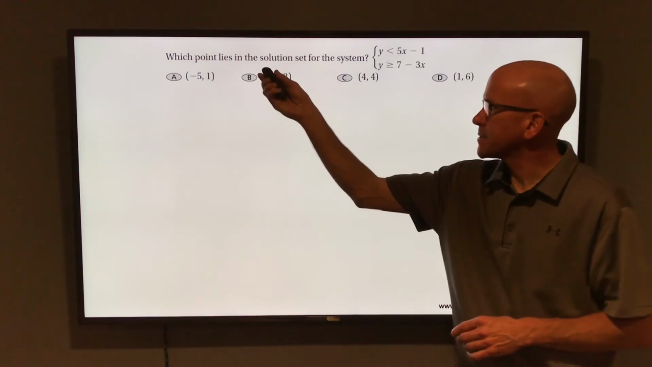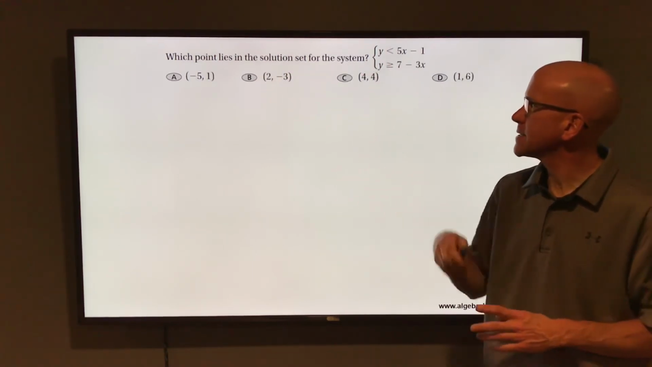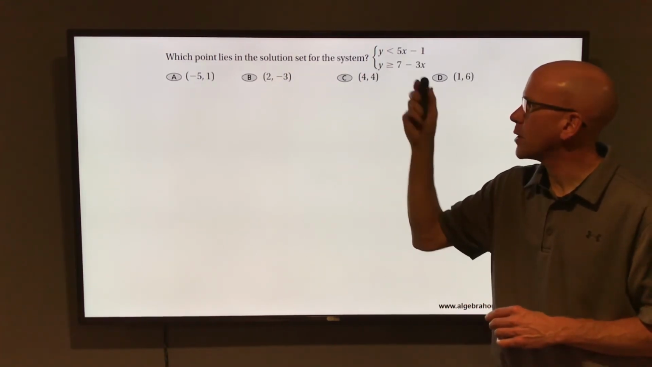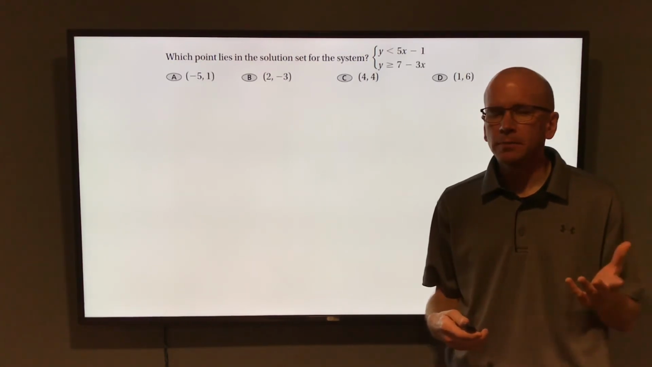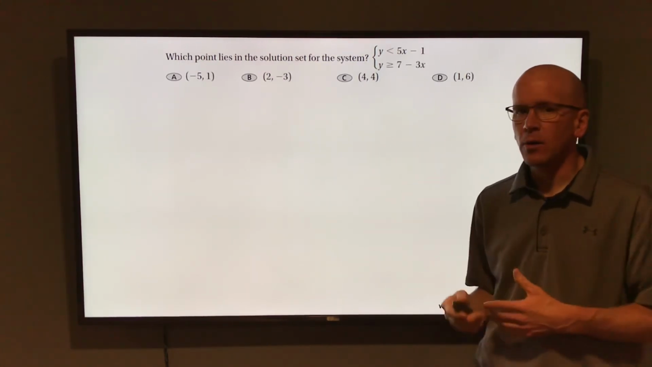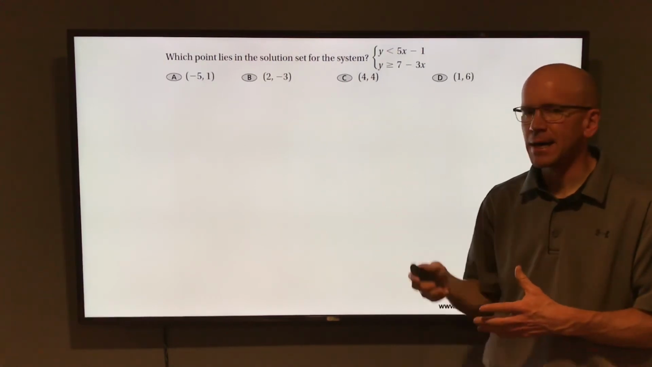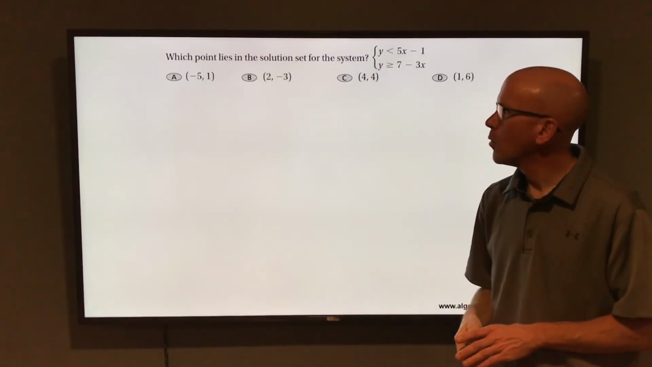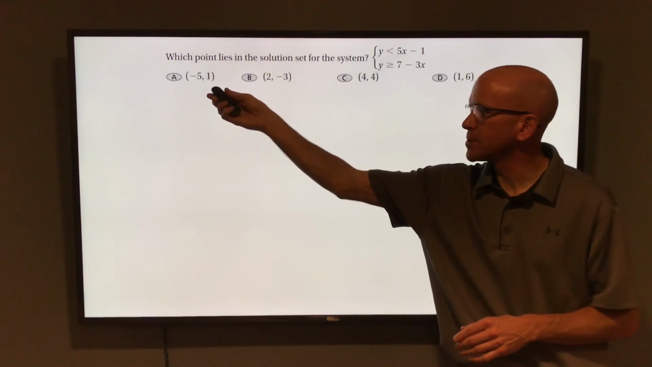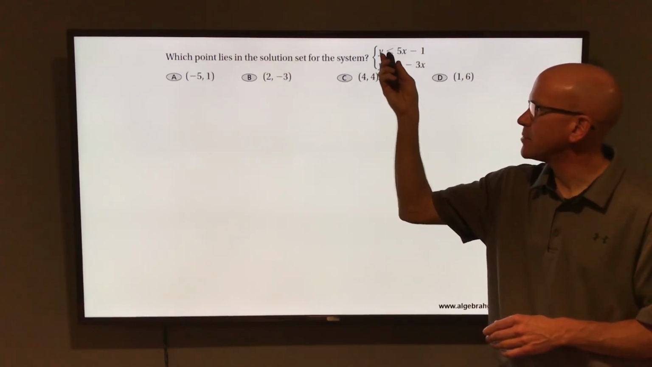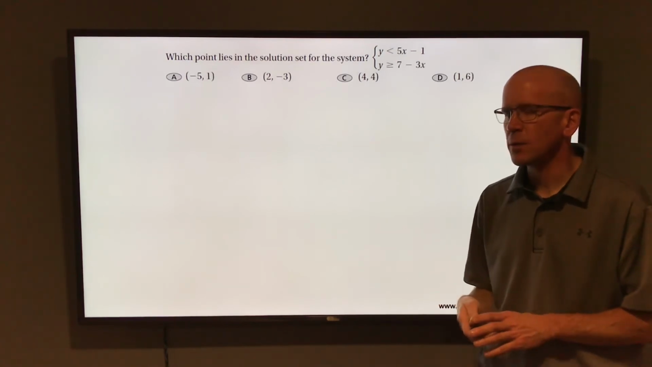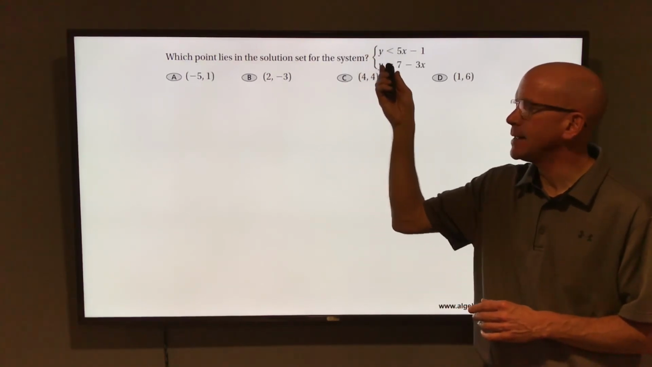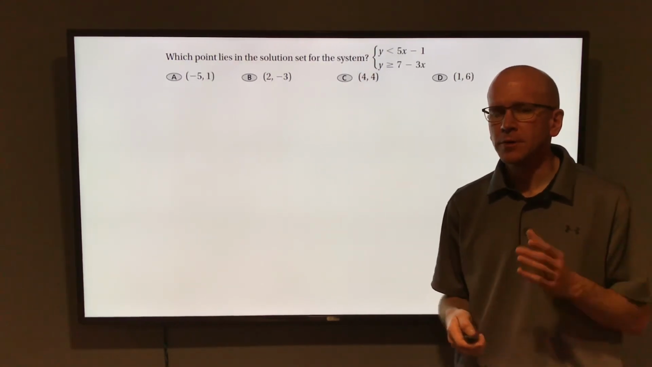Which point lies in the solution set for the system y is less than 5x minus 1 and y is greater than or equal to 7 minus 3x? So you have two choices here. You can either graph both of these inequalities and see which of these points lies in the overlap, or you could do substitution where you substitute these x, y values into both inequalities and see which set of x, y values makes a true statement in both inequalities. I'm going to take the graphing route here.